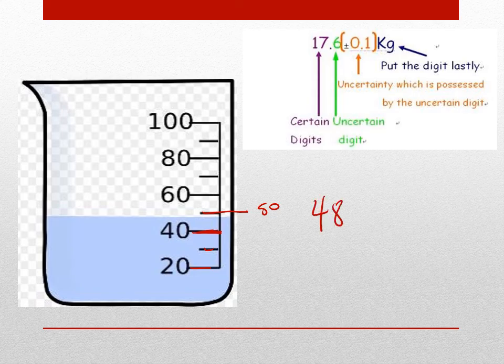To figure out our plus or minus with measuring devices that we consider to be analog, we're using our eyes. There's not a digital reading of the volume, so we're using our eyes to determine it.